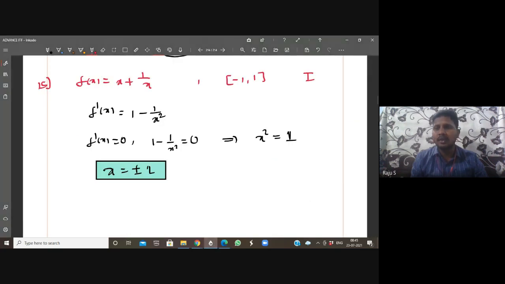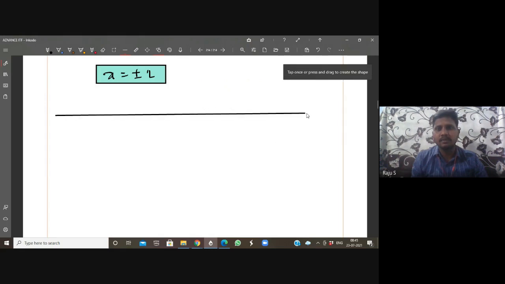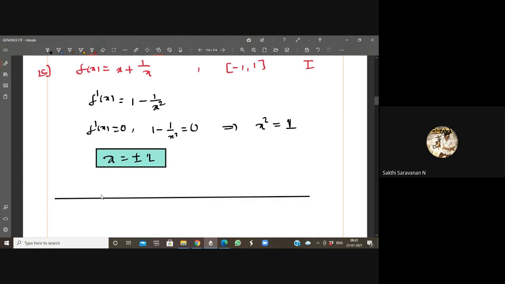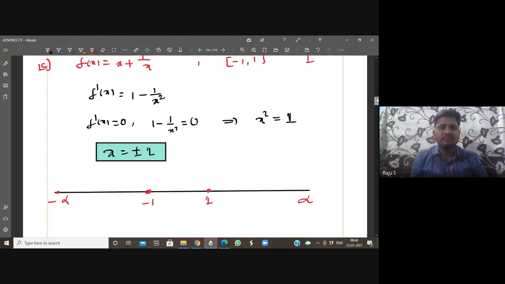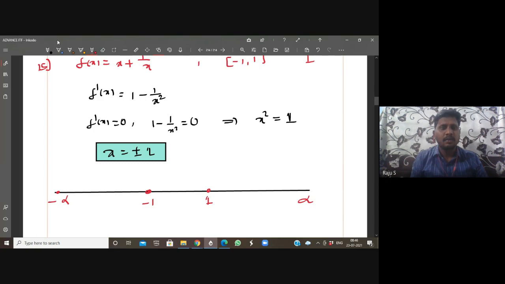So you have to take the real line, from minus infinity to plus infinity. Here the critical values we got are minus 1 and plus 1. So what are the disjoint intervals we are getting? Minus infinity to minus 1, minus 1 to 1, and 1 to infinity.